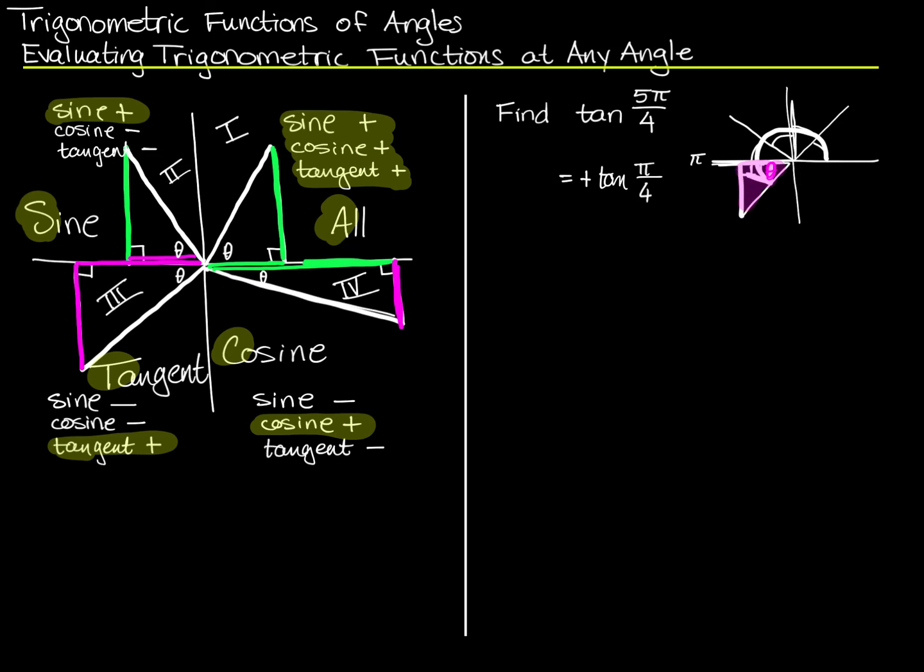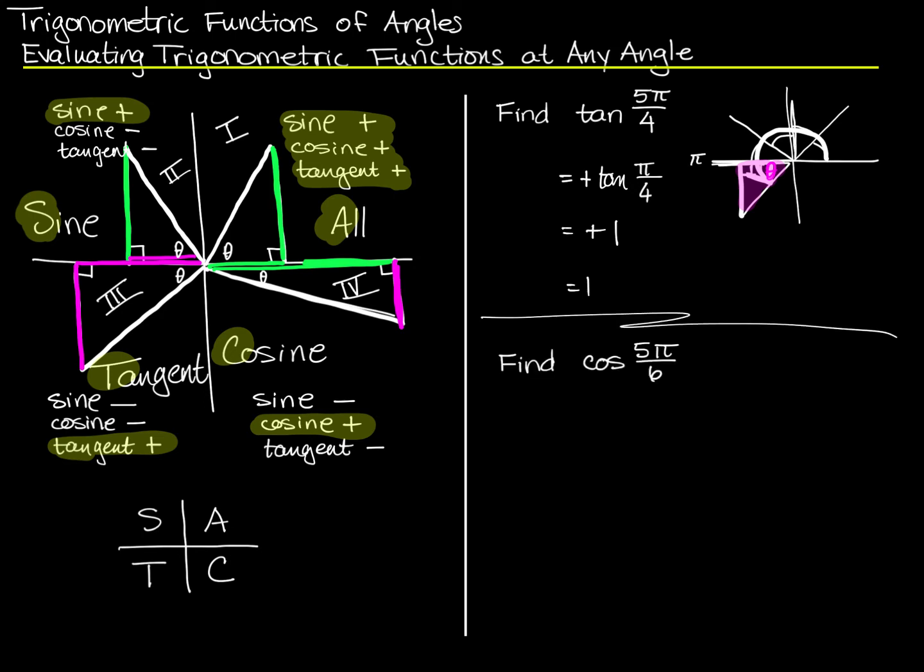But also, you can use this idea down here. We're in quadrant 3, so tangent will be positive. Let's put one of these down here as well. All Students Take Calculus. Tangent is positive in quadrant 3. Now, that tells us that my final answer will be positive whatever the tangent of pi over 4 is. And the tangent of pi over 4 is 1. So my answer is 1. The tangent of 5 pi over 4 is positive 1.